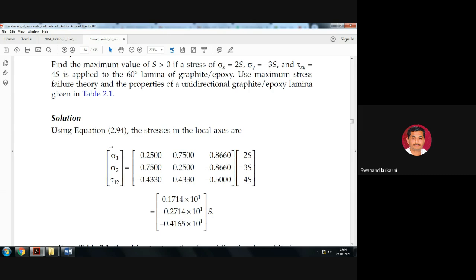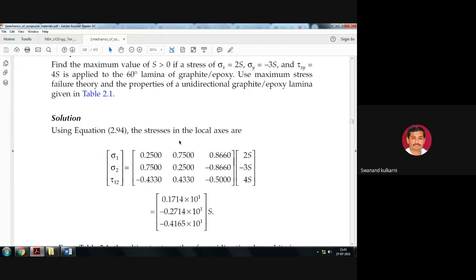So this particular quantity is the stress. Similarly, in this case, if we consider this as sigma, this is also stress: sigma x, sigma y, and tau xy. You may consider the principal values of the stress because these particular values are for a 60-degree lamina.